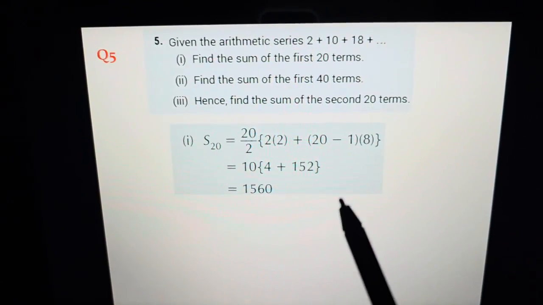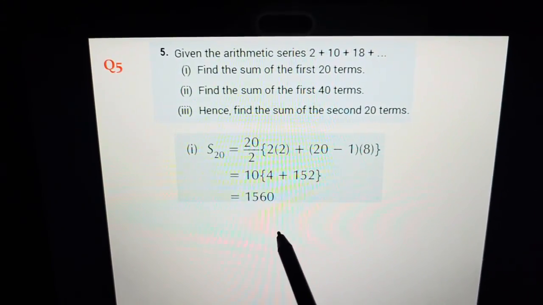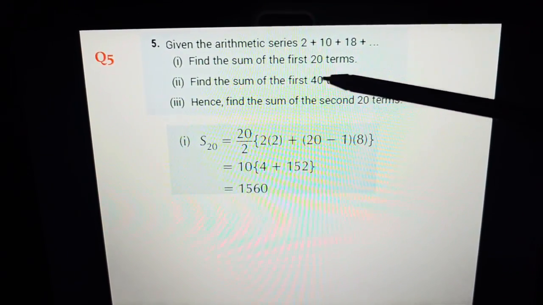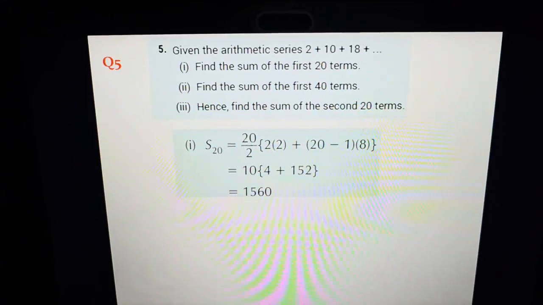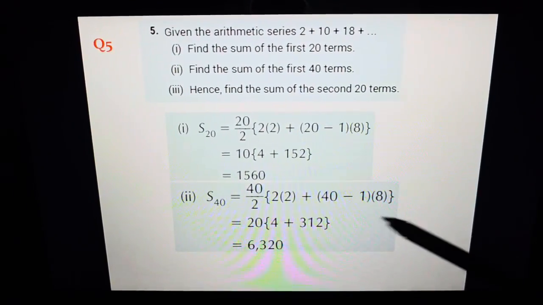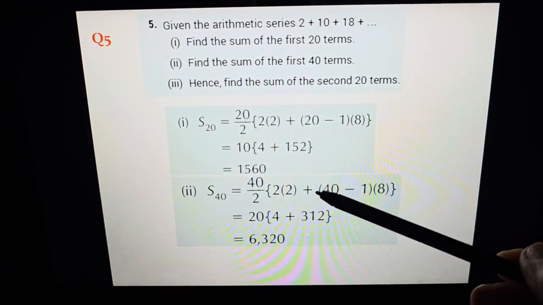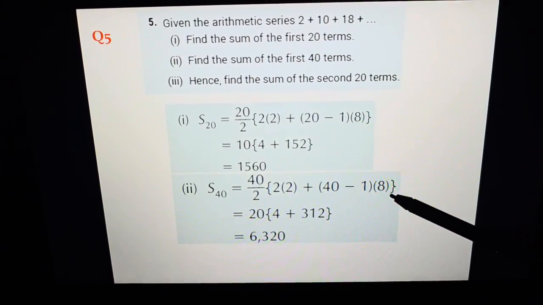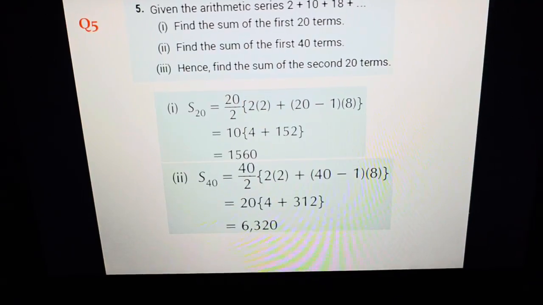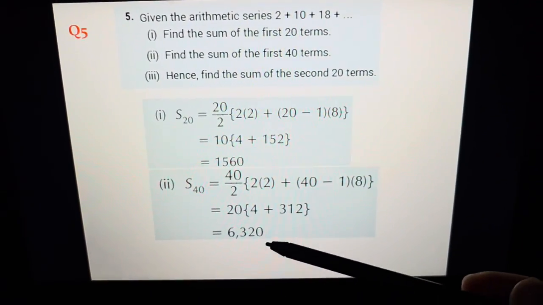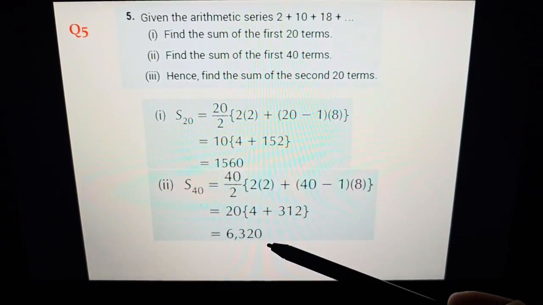So the sum of the first 20 terms of that sequence would be 560, sorry. Find the sum of the first 40 terms. So now I'm getting S of 40. So it's going to be 40 over 2 by 2 times A, which is 2, plus n minus 1 times d. And you get 6,320. So the sum of the first 20 terms was 1,560. The sum of the first 40 terms was 6,320.